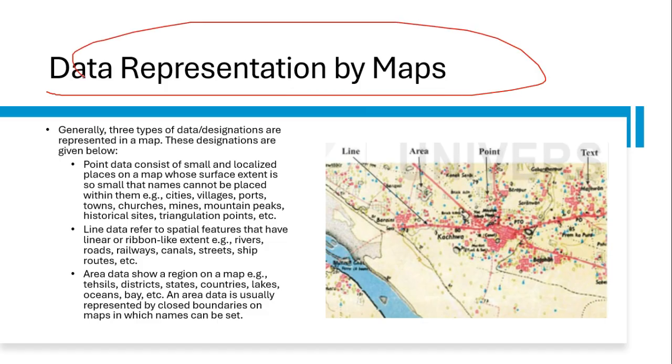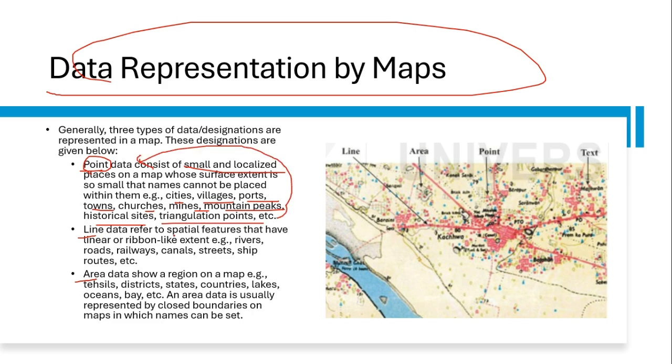Then we have data representation by map. So whenever in GIS we create a map, we represent the data in three methods: by using points, by using lines and by using areas. So with using point, we represent small and localized places on a map like cities, villages, ports, towns, churches, mines, mountain peaks, historical sites, triangulation points. These are represented in a point feature.